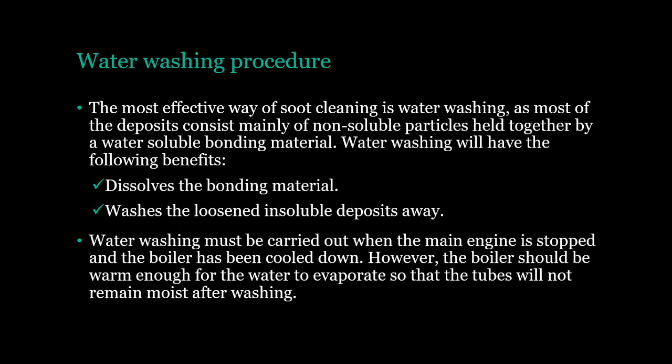Water washing procedure. The most effective way of soot cleaning is water washing, as most of the deposits consist mainly of non-soluble particles held together by a water-soluble bonding material. Water washing will have the following benefits: dissolves the bonding material, washes the loosened insoluble deposits away. Water washing must be carried out when the main engine is stopped and the boiler has been cooled down. However, the boiler should be warm enough for the water to evaporate so that the tubes will not remain moist after washing.